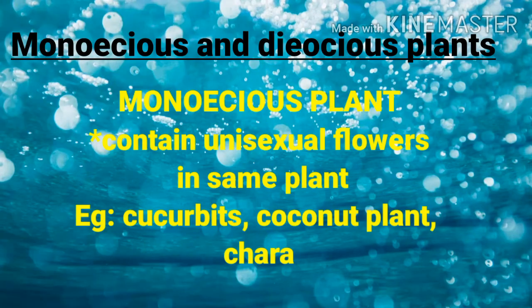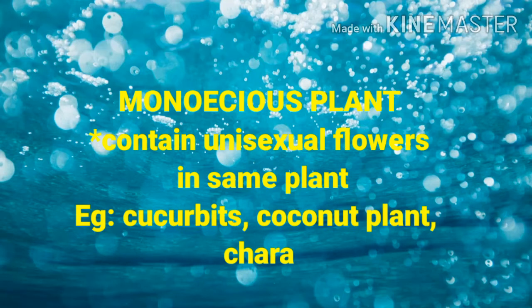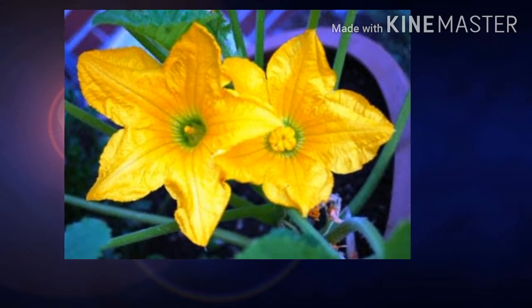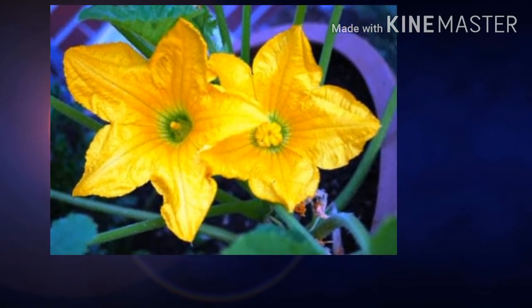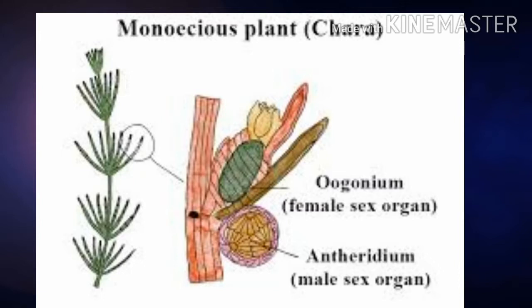Okay, children? Now the next topic is monoecious and dioecious plants. Monoecious plants are those with unisexual flowers, that is, both male and female flowers will be seen in the same plant. Examples are cucurbits, coconut plant, and Chara, which is an algae. Here in the picture you can see this is a cucurbit, where you can see both. One is a male flower and the other is a female flower, both in the same plant. Now here this is an algae called Chara. Here also you can see both male and female reproductive organs in the same plant, but they are seen separately.